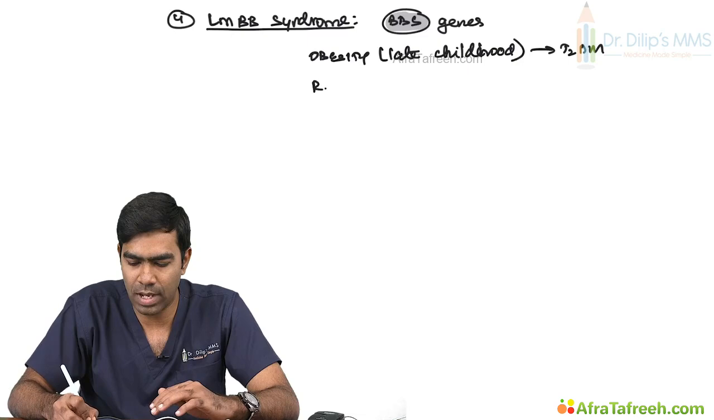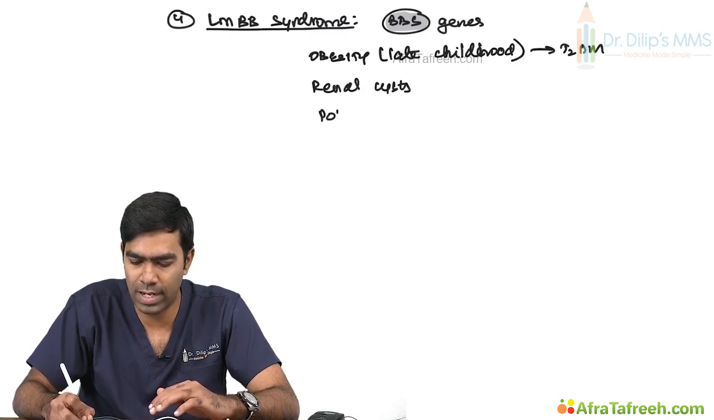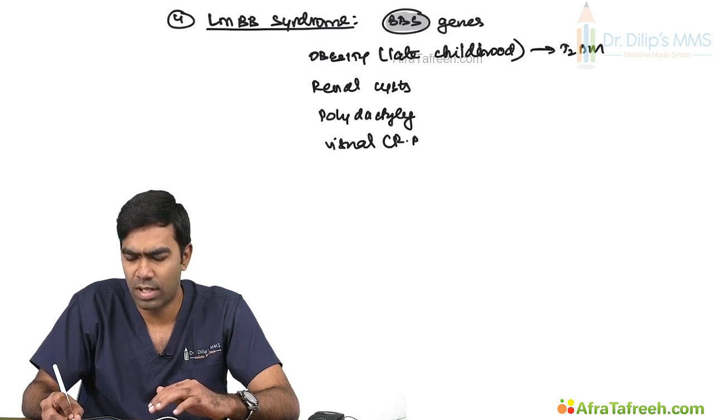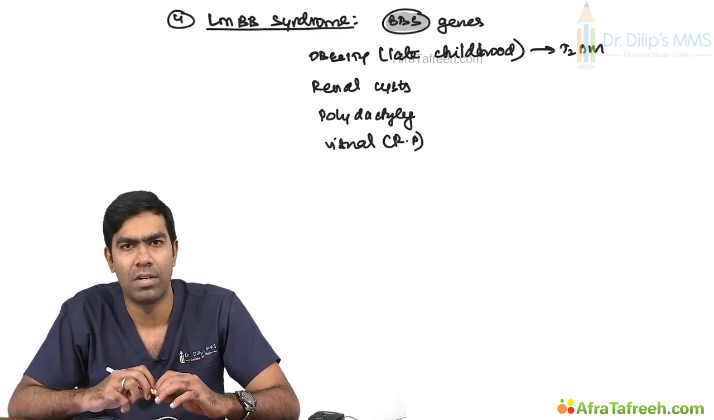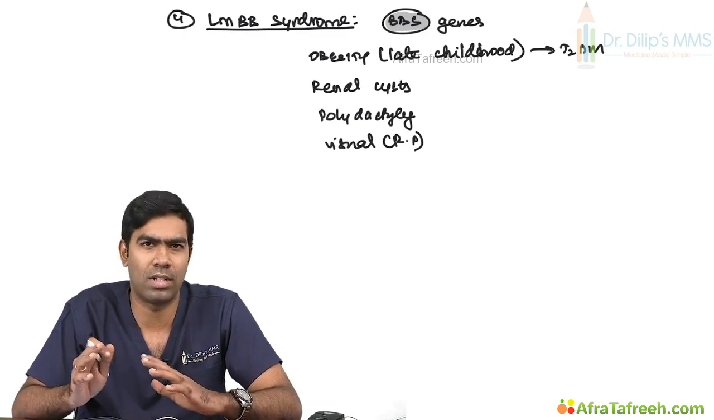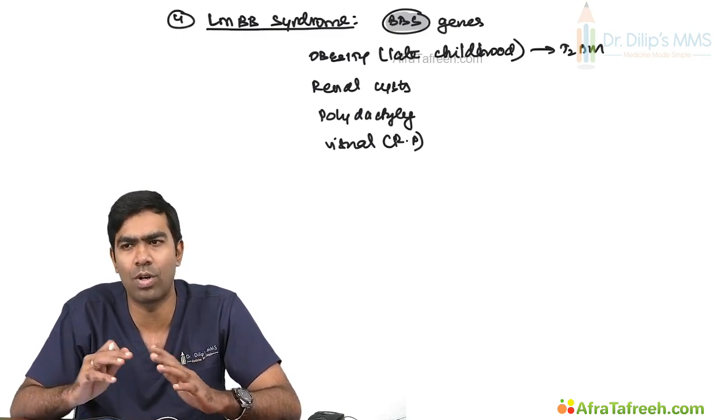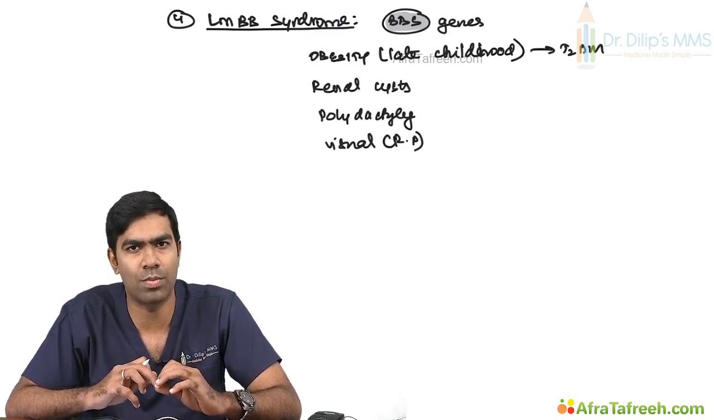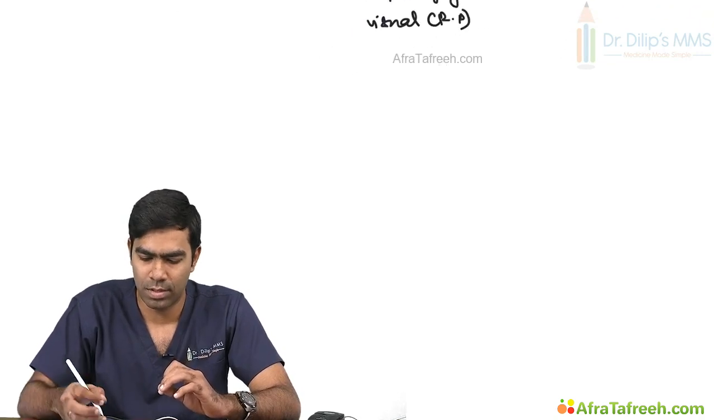And apart from that, they'll be having renal problems like renal cysts, they'll be having polydactyly, and they might be having visual issues like retinitis pigmentosa. Many of the syndromic problems will be having visual issues, with certain exceptions like Prader-Willi syndrome where you don't have that much of visual issues, but the majority of the other obesity related syndromes will have visual problems.